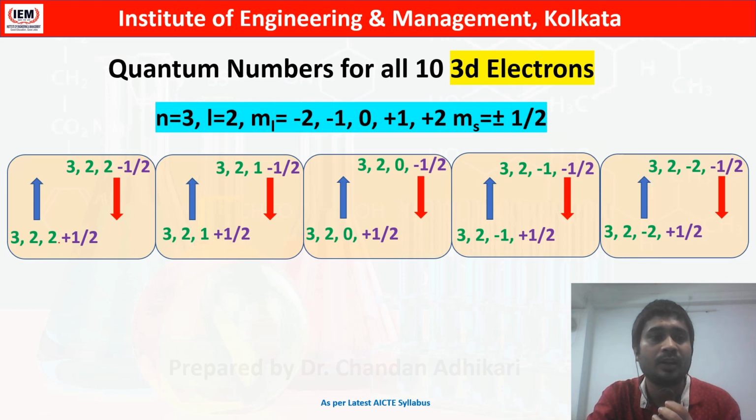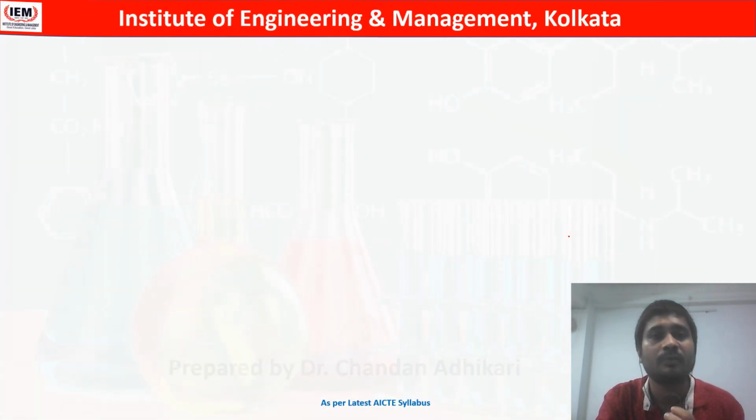For example, 3 2 2 plus half, 3 2 2 minus half. Similarly 3 2 1 plus half, 3 2 1 minus half, 3 2 0 plus half, 3 2 0 minus half, 3 2 minus 1 plus half, 3 2 minus 1 minus half, 3 2 minus 2 plus half, 3 2 minus 2 minus half. So all the 10 electrons have different sets of quantum numbers. That's the beauty of quantum numbers.